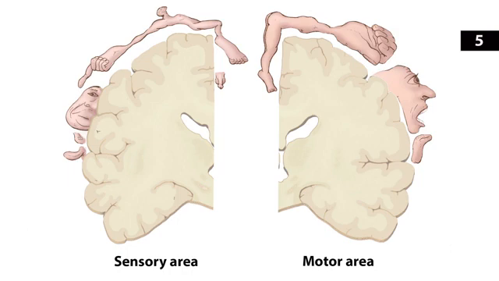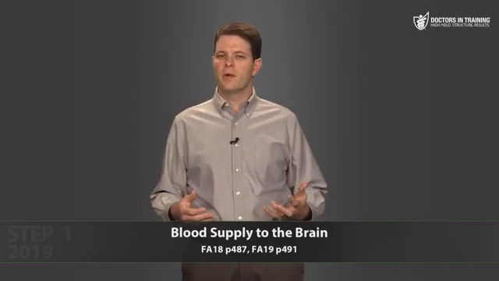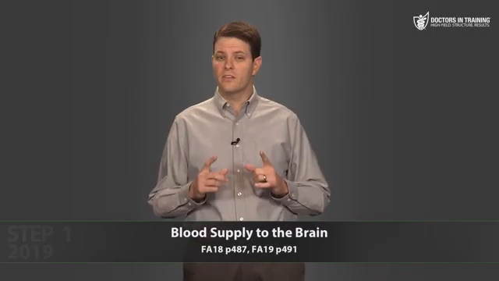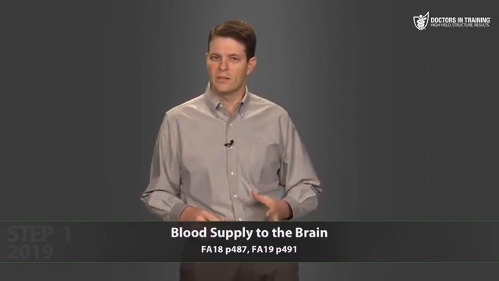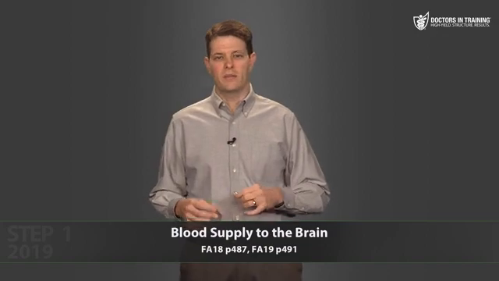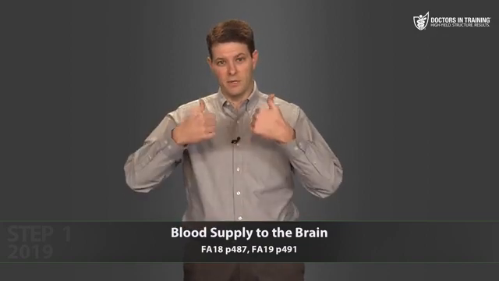So before we look at that, let's review the blood supply to the brain. Blood supply to the brain is very important for Step 1, especially the circle of Willis, which itself is about a 4 or 5 star topic. We're going to get to the circle of Willis in just a moment. But first, we have to get the blood from the heart and the chest up to the brain.